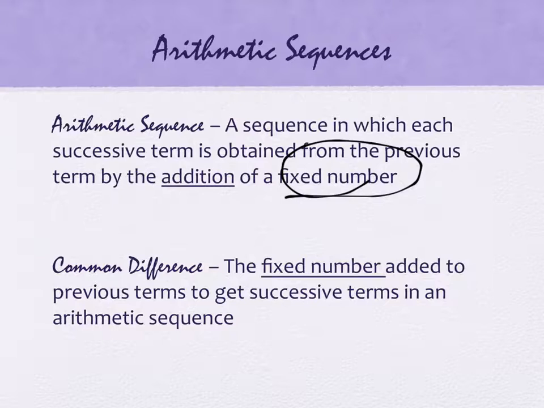So it could almost look like subtraction, because subtraction is addition of negative numbers. Are you with me? So sometimes arithmetic sequences don't look like they're adding, they kind of look like they're subtracting. That fixed number that's added each time is called the common difference. It's how one term changes from the others.